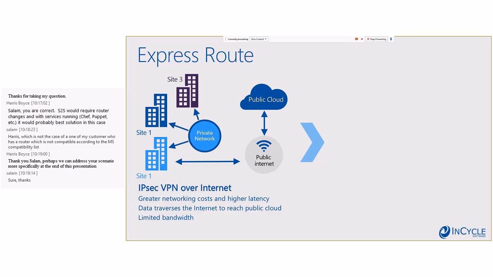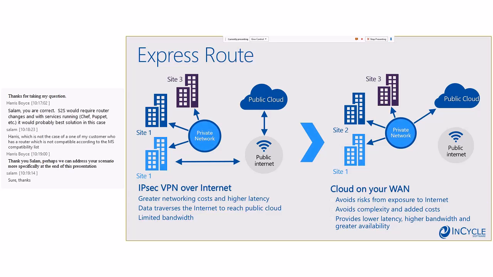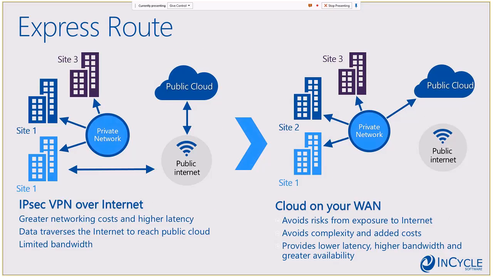By moving to Azure ExpressRoute, I'm going to remove the connection to the public internet. I'm going to connect the Azure Cloud Virtual Network directly to my private network and WAN. So with this, I'm actually removing any dependencies on the public internet. I have much higher availability, lower latency, and higher bandwidth. So this is a definite option if you need that type of security and performance or network performance.